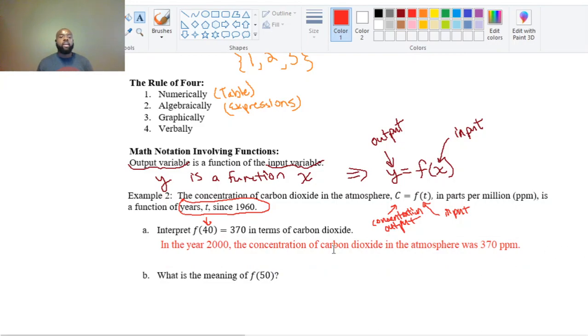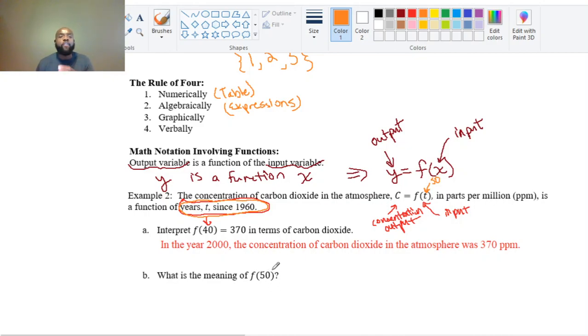All right. Part B, what is the meaning of F of 50? Okay. Well, F of 50, right? My F is over here, right? I have an F of 50. My 50 is in here where I see my T, and my T represents the years since 1960. And so 50 years from 1960, that's the 50 part. So that represents 2010, because if I add 1960 to 50, I get 2010. But I don't know what this equals.